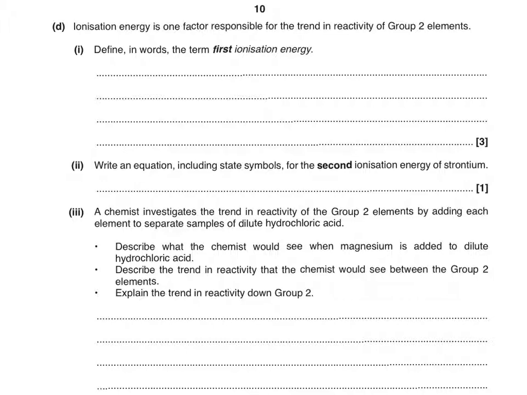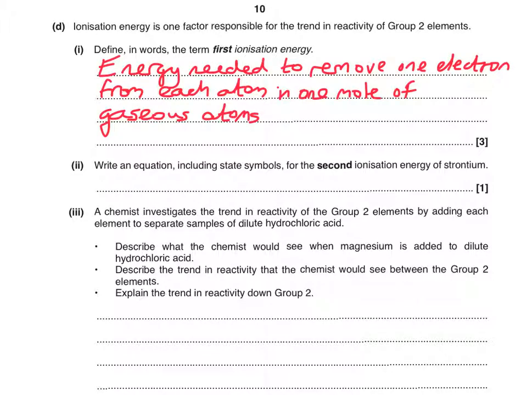So this next part, part D, is the final part of the question, I believe. So let's have a look. We are asked to define the term first ionization energy. So because it's 3 marks, you've got to be quite specific. So it's the energy needed to remove 1 electron from each atom in 1 mole of gaseous atoms.